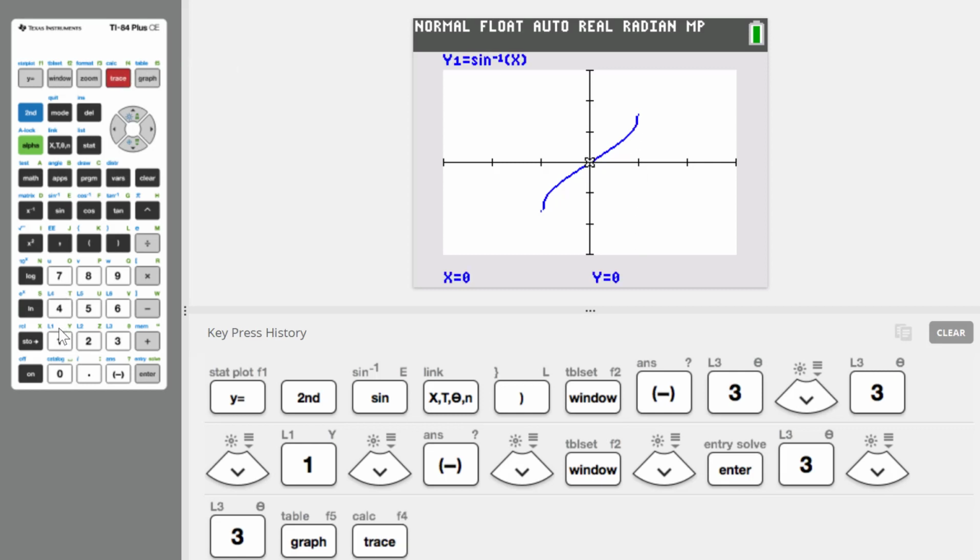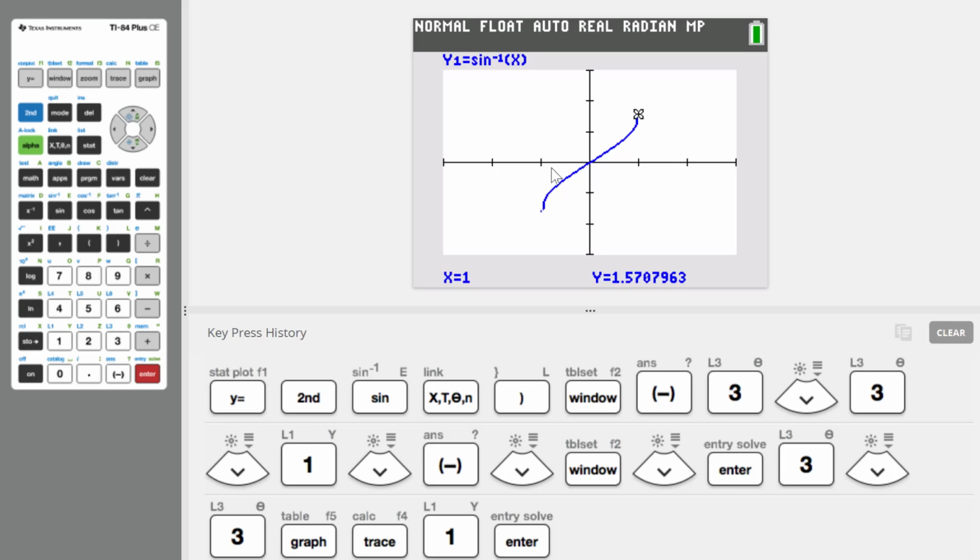So I'll hit trace, type x equals 1, and what I end up with is this 1.57. Now we've seen that before. I don't know if you recognize it. That is exactly half of pi. It's pi/2. Doesn't that make sense?